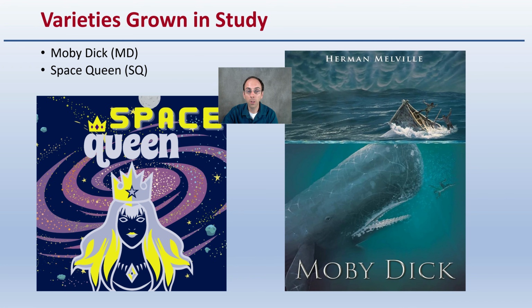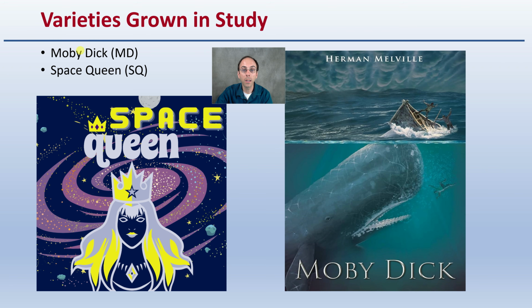First off, the varieties being grown are Moby Dick and Space Queen. They'll be abbreviated MD and SQ throughout this, just to give you an idea of the abbreviations, because there'll be a lot of text here.